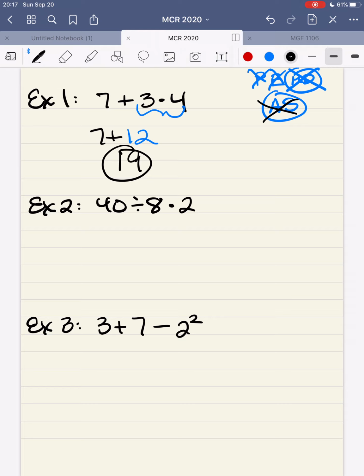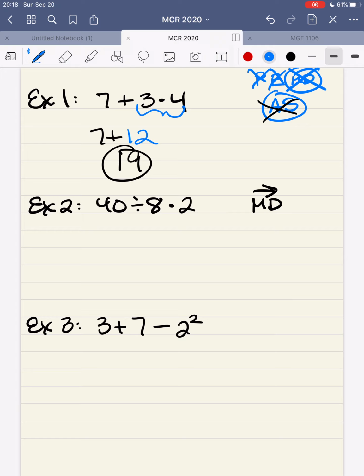Right. Example 2. This is a good example of order of operations with multiplication and division. So first of all, do I have any parentheses? Nope, I'm done with that. Do I have any exponents? Nope, done with that. Now I need to look at multiplication or division in order from left to right. Okay? Now your eye is going to want to go to the multiplication. It just happens.